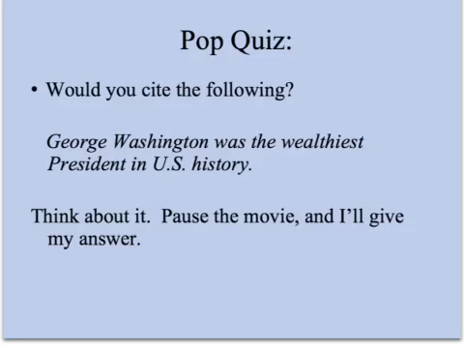I'm going to conclude this presentation with this pop quiz. Would you cite the following? George Washington was the wealthiest president in U.S. history. Think about it for a moment. You may even want to pause this presentation, and in a moment I'll give you my answer.